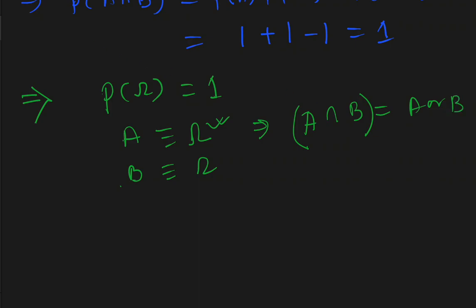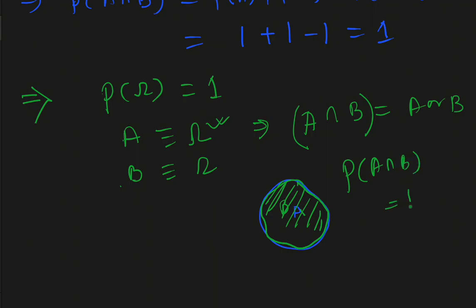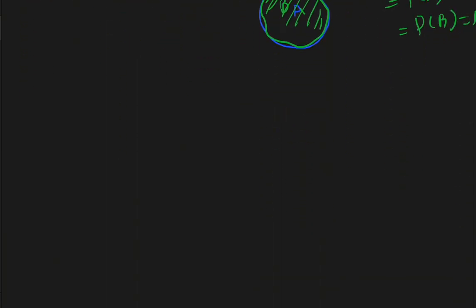From the Venn diagram you can also see, suppose this is A, and the same thing is B also. What is the intersection? Intersection is A or B. So what is the probability of A intersection B? That will be P of A or P of B, which is 1. So this is the thing. Now let's move toward our next question.